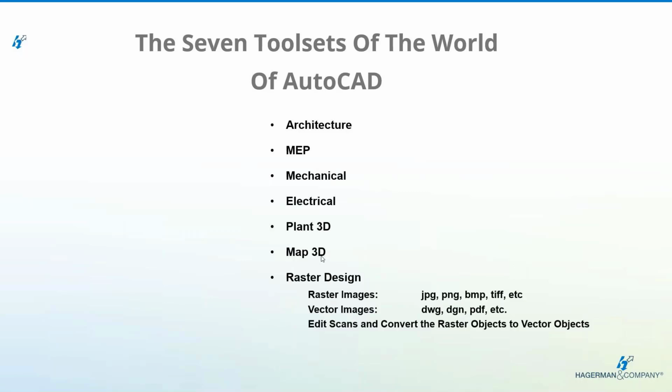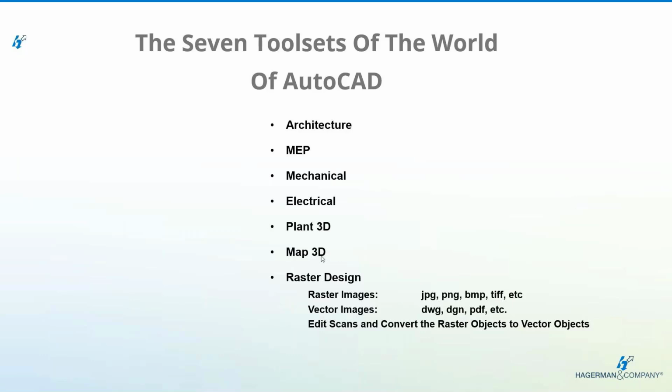Raster Design is basically for taking raster images and converting them to vector objects. So basically raster images, they are JPEGs, PNGs, bitmaps, TIFFs, stuff like that. They're pixel based, so Photoshop type stuff. The larger you scale it, the more blurry it gets, because that's the way raster images work. They get fine-tuned as they get smaller.